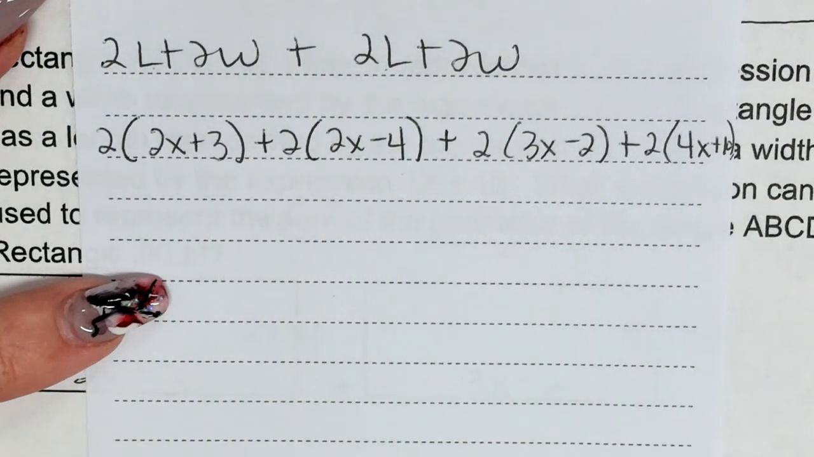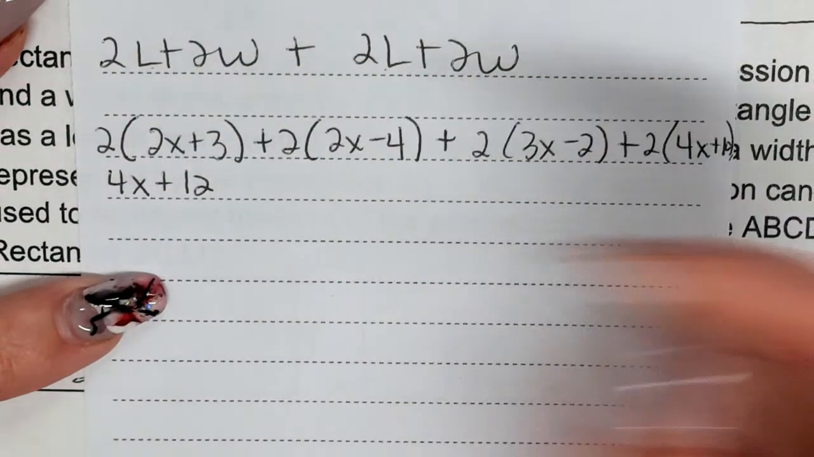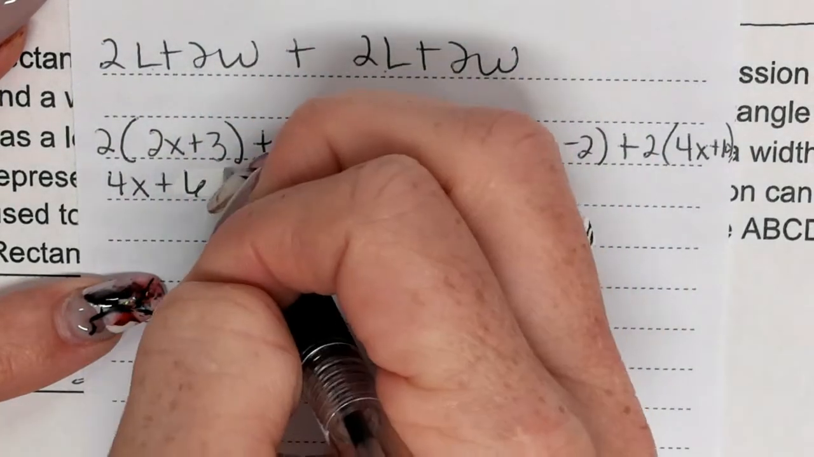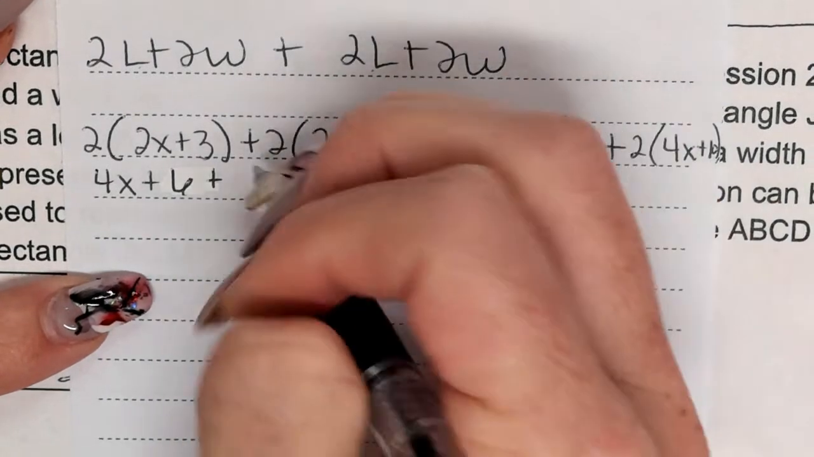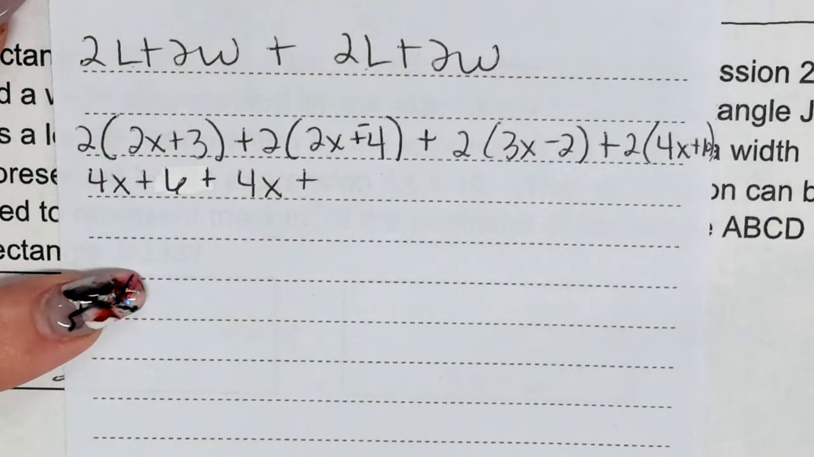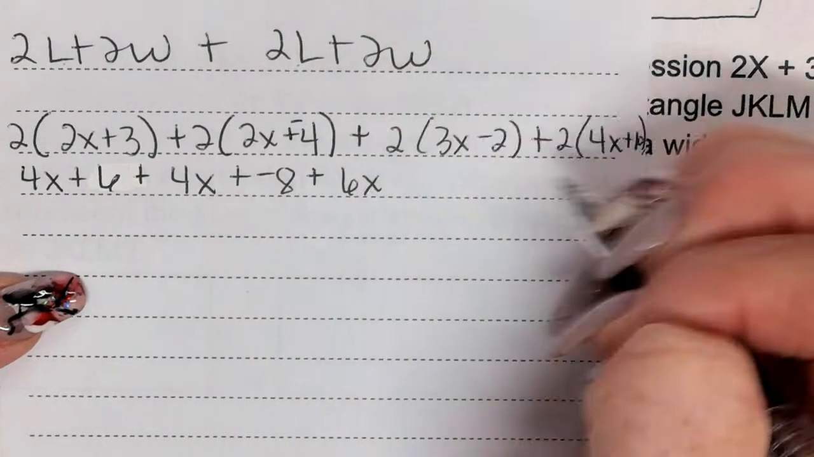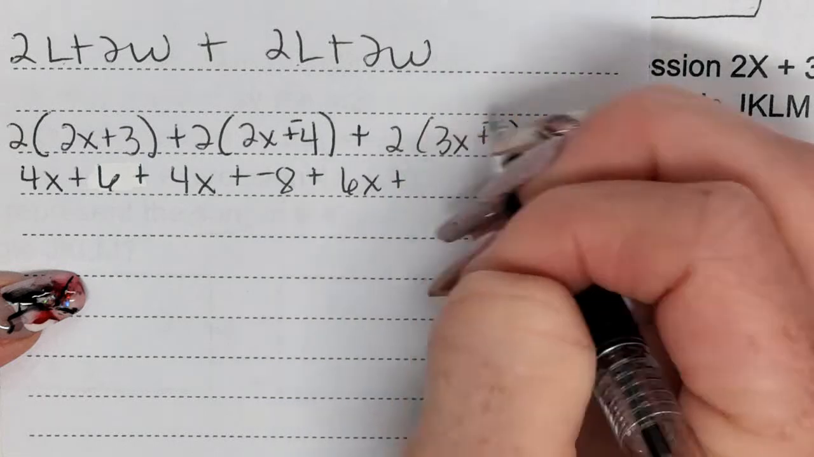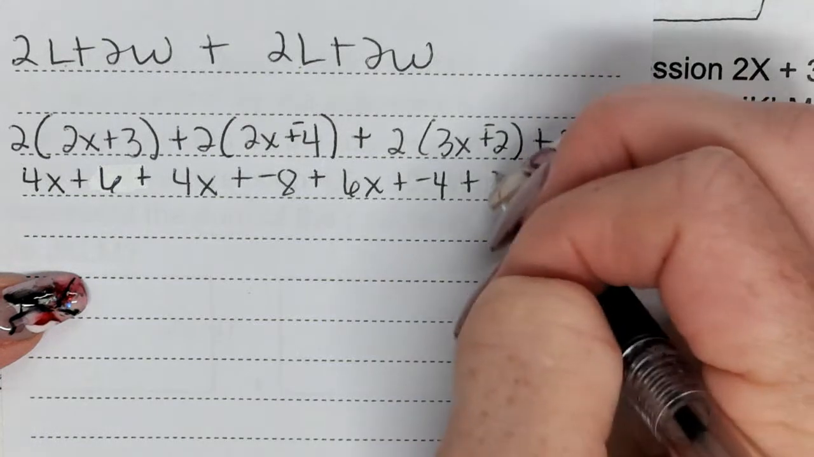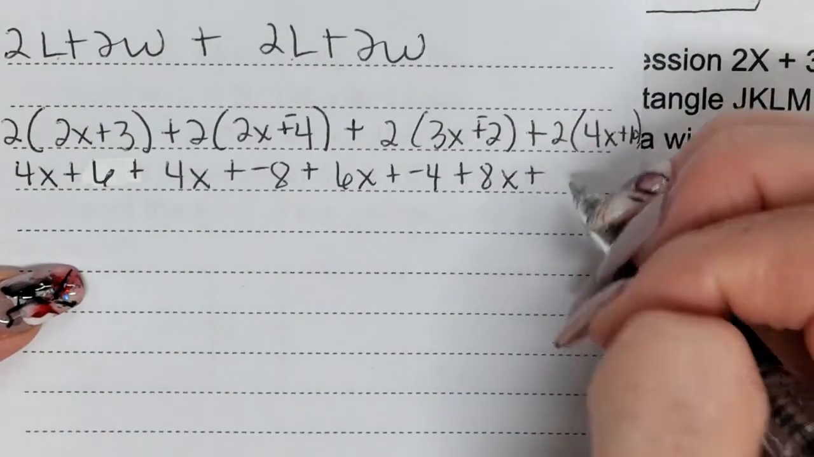So now I'm going to do distributive property. So I have 4x plus 12. Plus what? Plus 6. Plus 2 times 2 is? So 4x. I'm going to keep change. Plus, what's 2 times negative 4? Negative 8. Plus 2 times 3x is 6x. Change. Plus 2 times negative 2 is negative 4. Plus 2 times 4x is 8x. Plus 2 times 10 is 20.